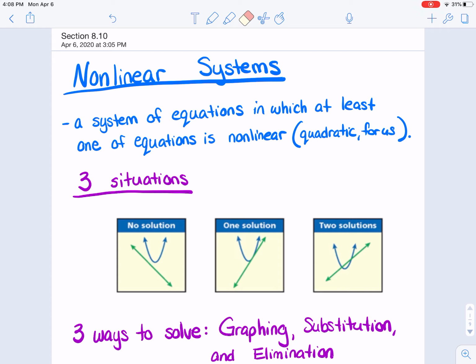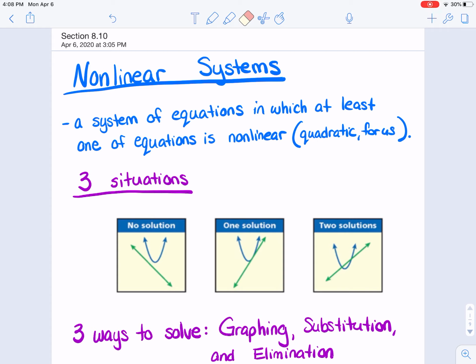Today's lesson is on section 8.10. This is the last and final section in chapter 8, which happens to be the longest chapter in our textbook. This combines a little something that we learned back in like November and December in, I'm sorry, not chapter 8, chapter 4 and chapter 5.